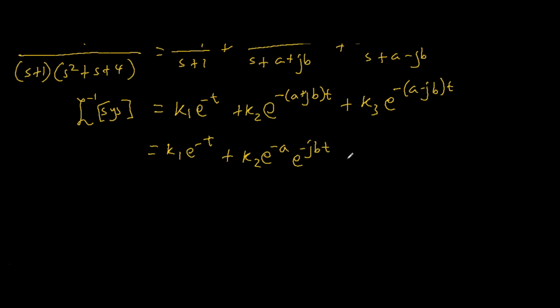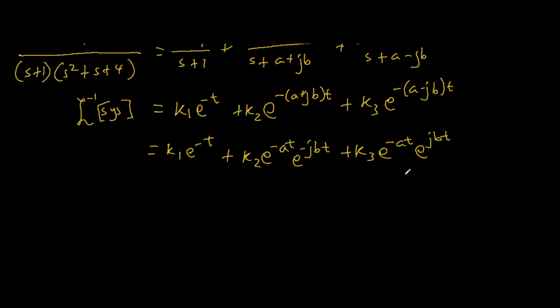Now I'm going to add to this plus k3 e to the power of, I'll do the same thing over here, minus, oh, I left out the t over here. My apologies for that. E to the power of minus at multiplied by e to the power of, now this negative multiplied by negative gives you positive, so you have jbt. So this is an expression that we now have.